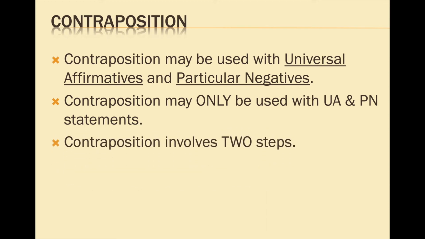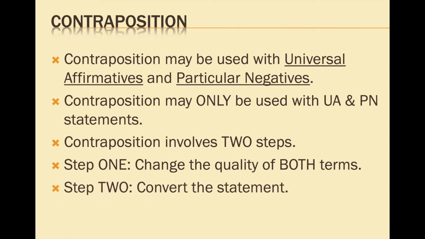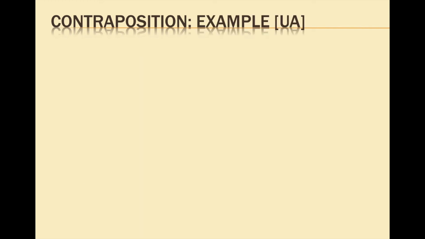So contraposition involves two steps, and the first step is change the quality of both terms. We learned how to do this with obversion, simply substituting the complementary term, but in this case, you do it for both terms, not just the predicate term. So you change the quality of both terms and then convert the statement, that is, switch the position from the subject to the predicate and from the predicate to the subject term. So those are the two steps for the operation contraposition.